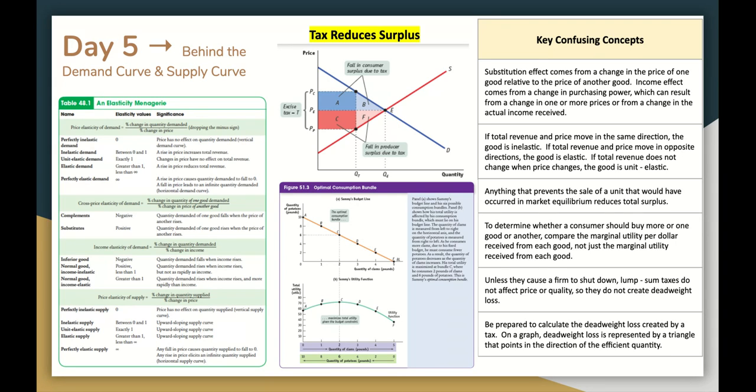Unless they cause a firm to shut down, lump sum taxes do not affect price or quantity, not quality. So there is no deadweight loss there. So just be aware of lump sum taxes and then excise tax or per unit tax. And be prepared to take a look at, again, you're not going to be drawing graphs, but you will have to explain where a deadweight loss would be and why it would occur.